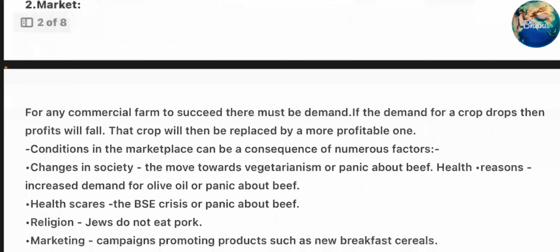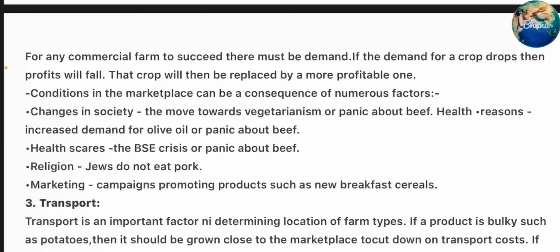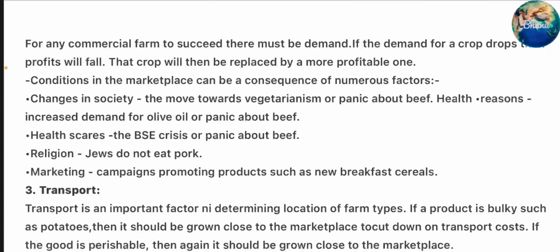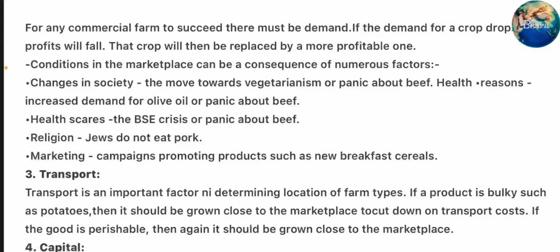Next, market. For any commercial farm to succeed, there must be demand. If the demand for the crop drops, then profit will fall. That crop will then be replaced by a more profitable one. Conditions in the marketplace can be a consequence of numerous factors. Changes in society.